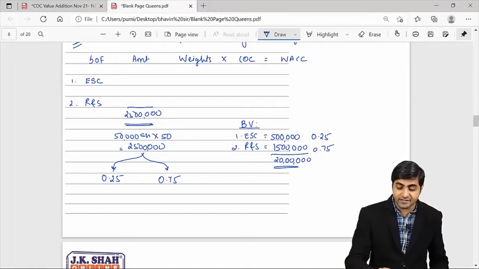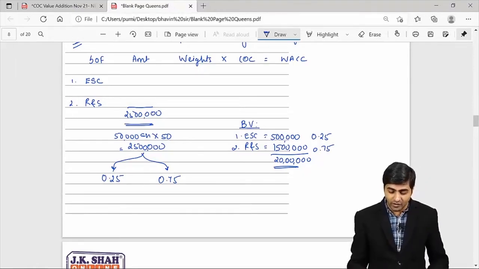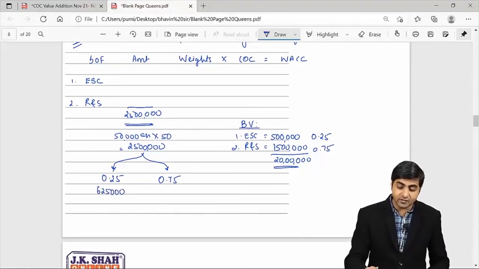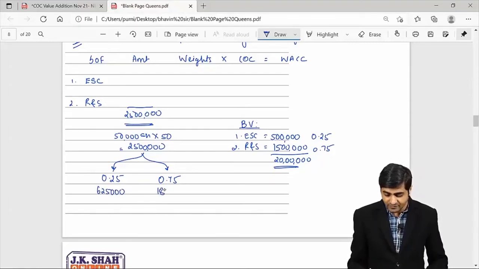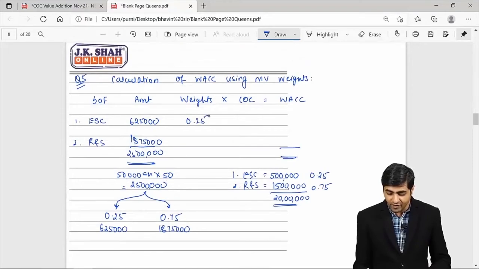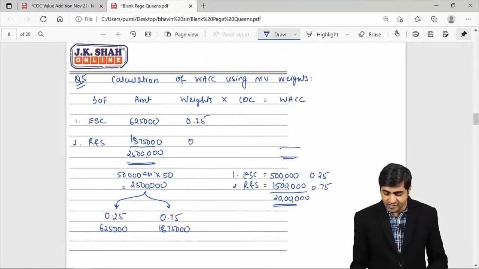So 25 lakhs into your 0.25. So this will now give you 6 lakh 25,000, and this will be nothing but 18 lakh 75,000. So guys, we have this as 6 lakh 25, we have this as 18 lakh 75,000. So now the weights will be 0.25 and this will be your 0.75.